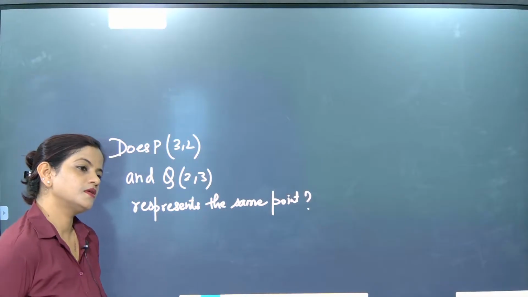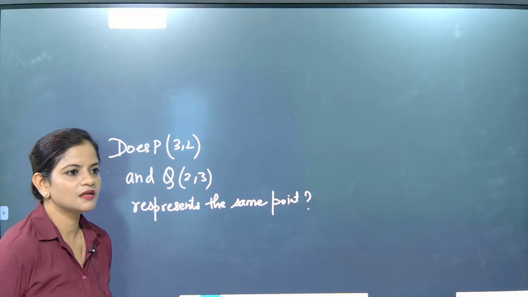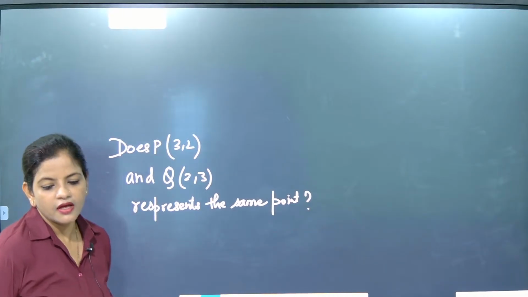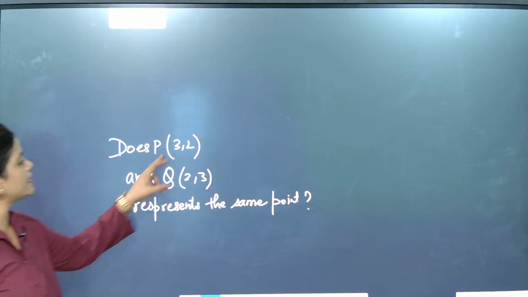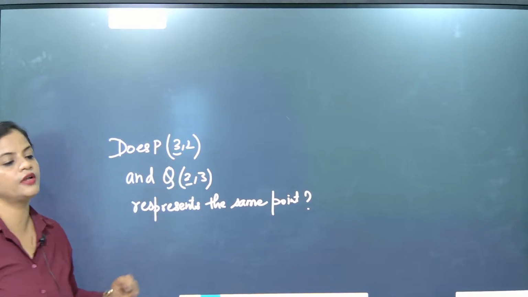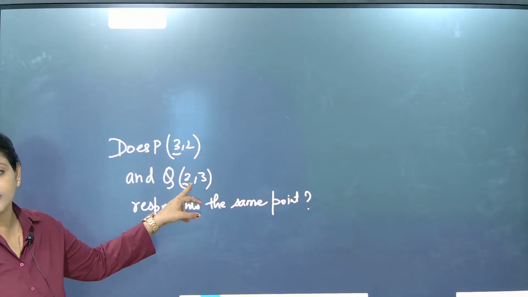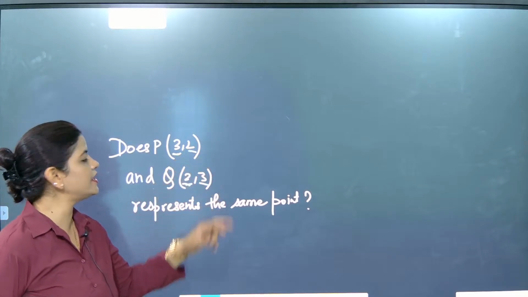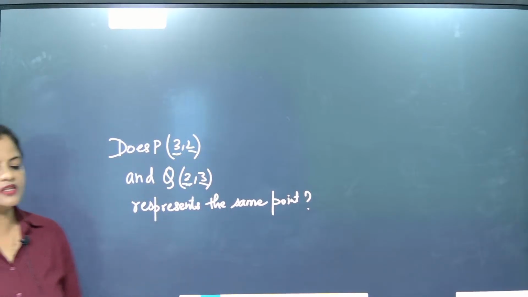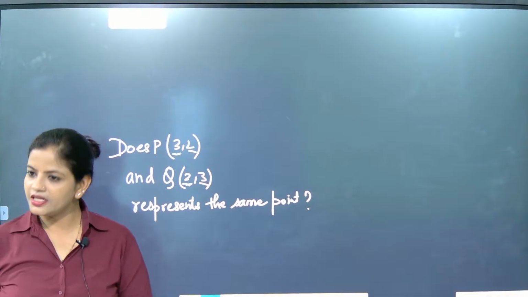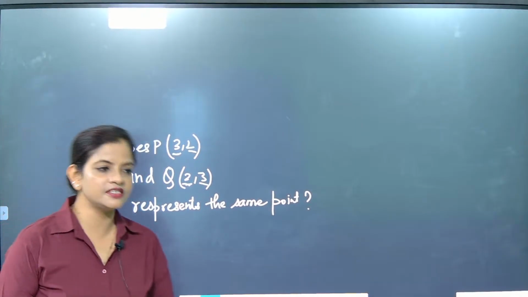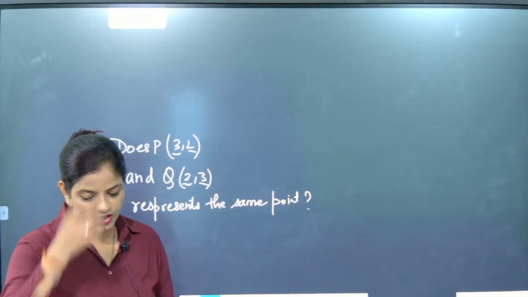Yes, absolutely. Very good. So the answer is: here the x-value, or abscissa, is 3, and here the abscissa is 2. So definitely the abscissa is not the same. Here the ordinate is 2 and here the ordinate is 3. So 100% they are not representing the same point. The correct answer is they are not representing the same point. Very good. Can we go for the next question, please?